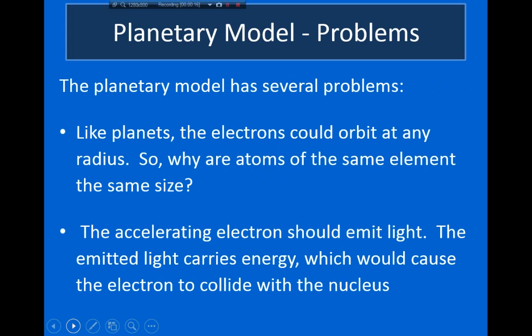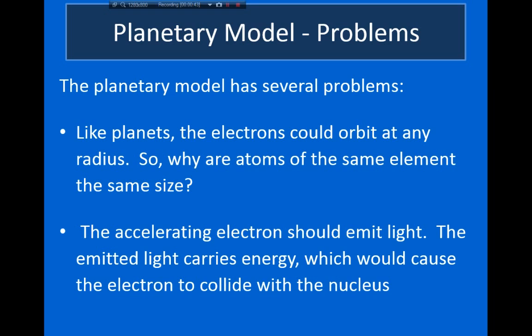The first major problem with the Planetary model was that if these electrons are just orbiting the nucleus, like planets around the sun, then why can't the electrons just orbit at any radius? In other words, what's determining the size of the atoms? The second major problem, and this is a little bit more complicated, is that it turns out that whenever a charged particle accelerates, that charged particle will emit electromagnetic radiation.